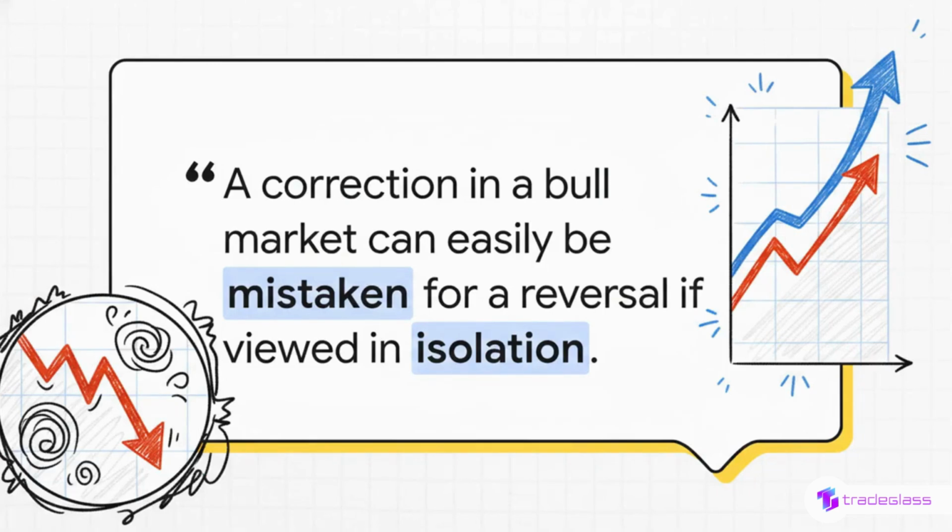Think about it. If you're zoomed in way too close on a chart, a simple little pullback, one of those breather corrections, can look absolutely terrifying. You might think, oh no, the whole thing is collapsing. But if you just zoom out, you'd realize it's just a healthy pause before the next big move up.